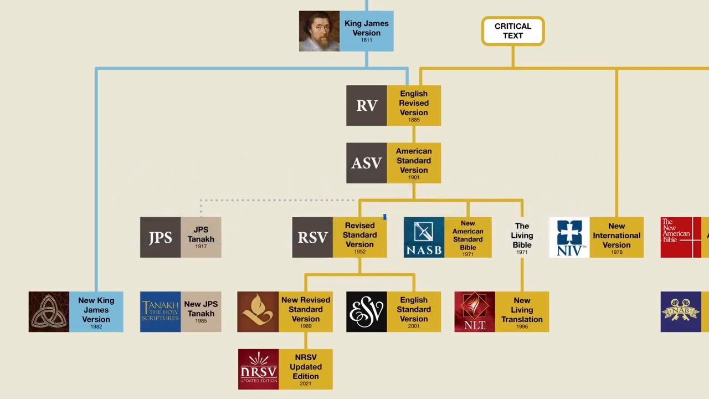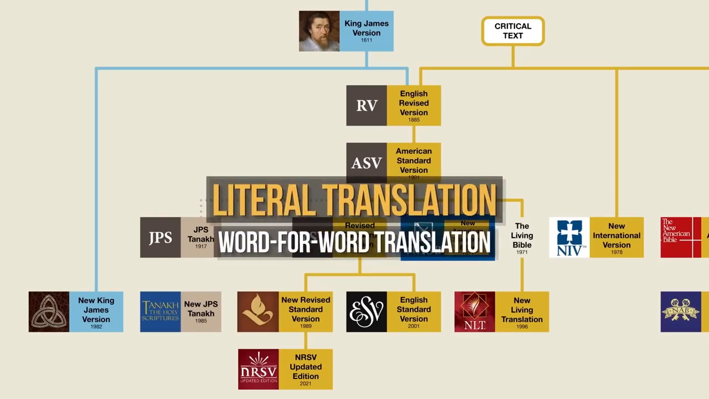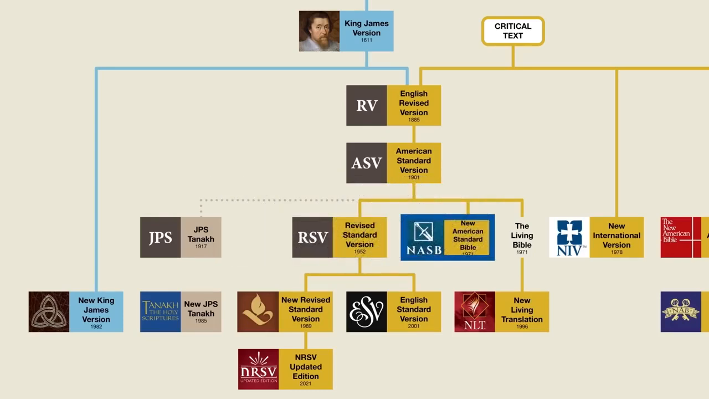This in part led to the creation of the NASB, or New American Standard Bible. However, the NASB mostly stands out because it is generally considered to be the most literal translation of the Bible available in English. A literal translation is basically a word-for-word translation with just a little bit of rearranging here and there so that the text is readable. Now, all of the translations that we've looked at so far have been literal, but the NASB is even more literal.